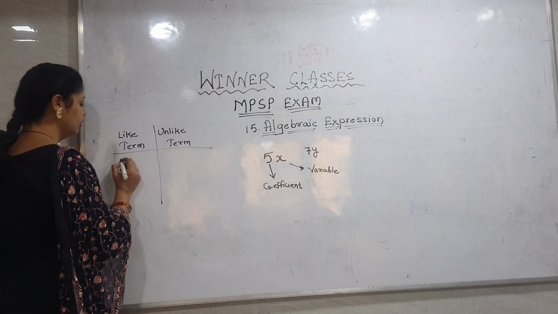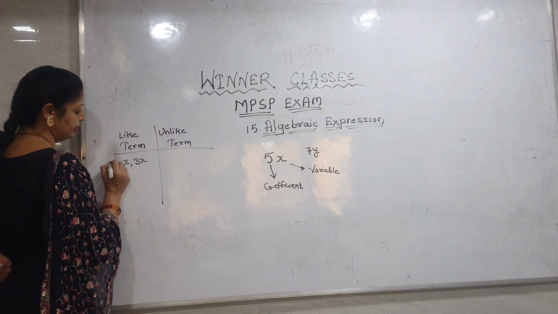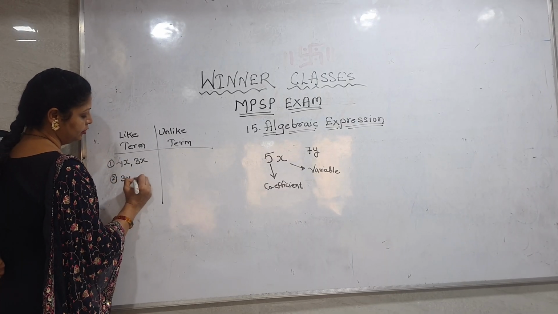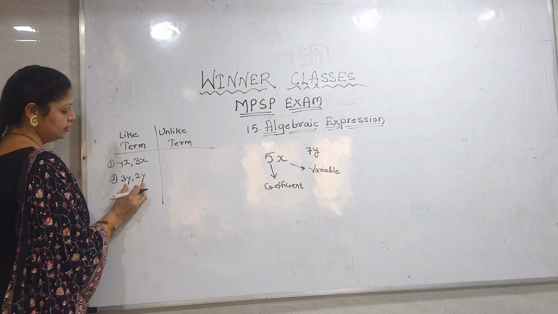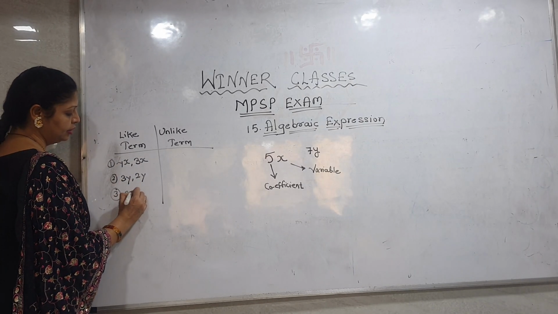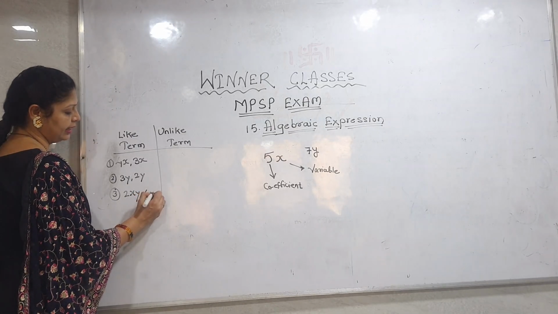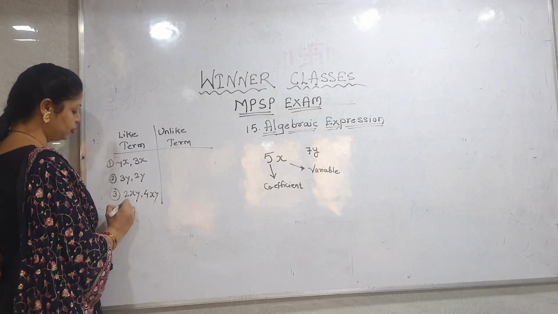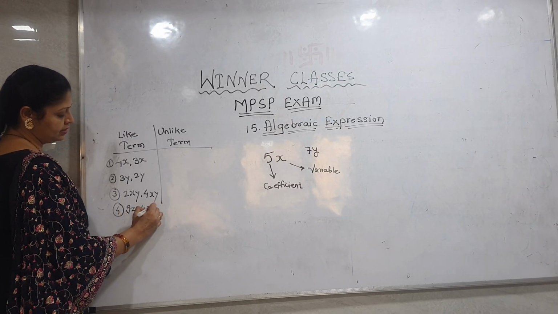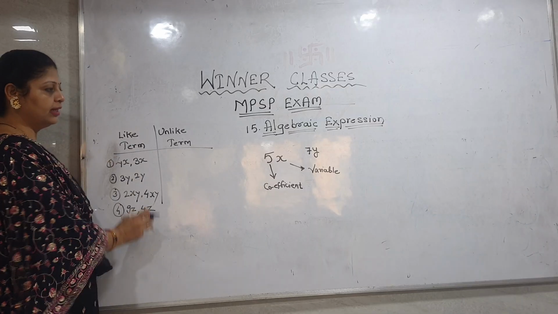For example, 4x, 3x. Then second, 3y, 2y. So the variables are the same. For example, suppose two letters are there, 2xy, 4xy, like that. Suppose 9z, 4z. Same variables are there, so that term we call like term.